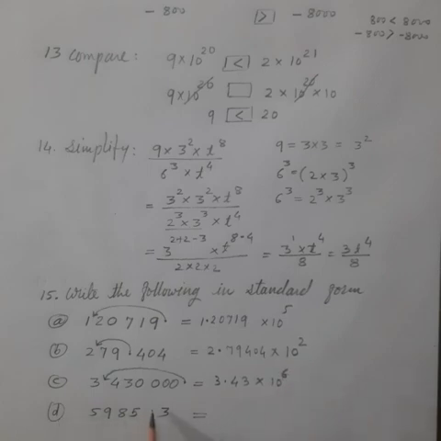Here in D, move this decimal point to the left so that there will be only one digit in the whole part of the decimal number and write it as 5.9853 and multiply by the powers of 10. We have shifted this point 3 digits left. So multiply it by 10 raised to the power 3.